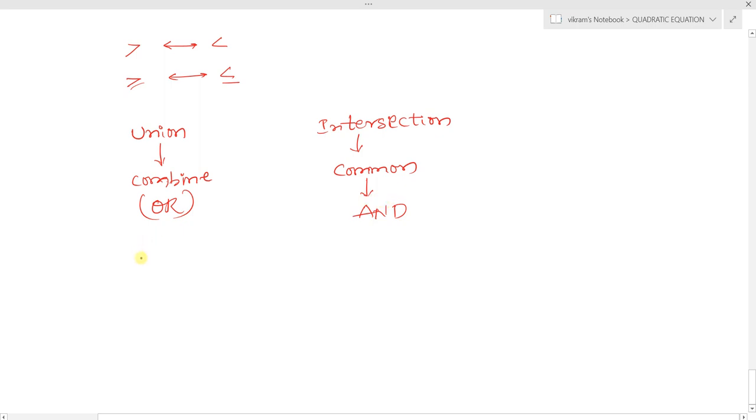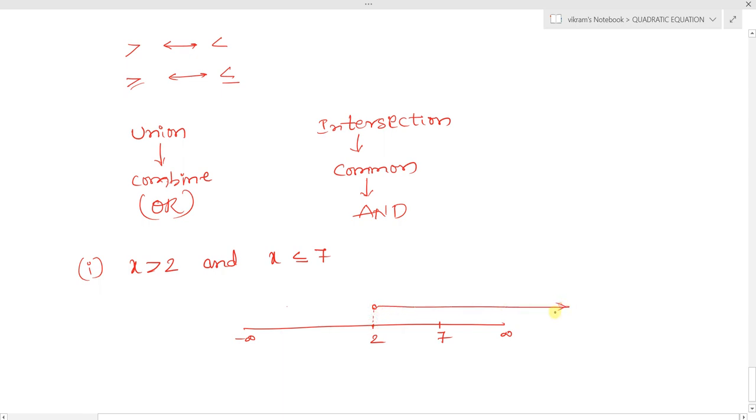For example, if x is greater than 2 and x is less than or equal to 7, this is the condition. That means the intersection of these two has to be taken, the common portion. How to represent it on a scale? Let it be 2, 7, plus infinity and minus infinity. x greater than 2 means an open brace at 2, so 2 is not included, and it moves to infinity.